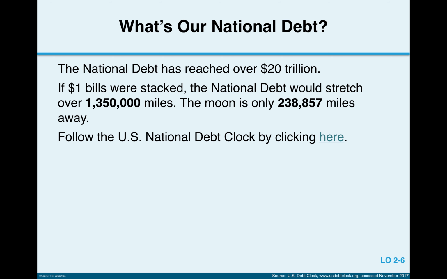So the national debt has reached over $20 trillion here in the United States. If $1 bills were stacked, the national debt would stretch over 1,350,000 miles. The moon is only 238,857 miles away. So, as you can see, we have a lot of debt here in the United States.